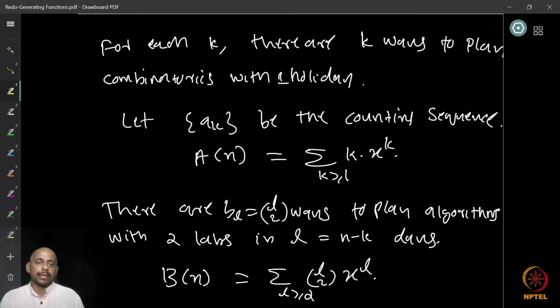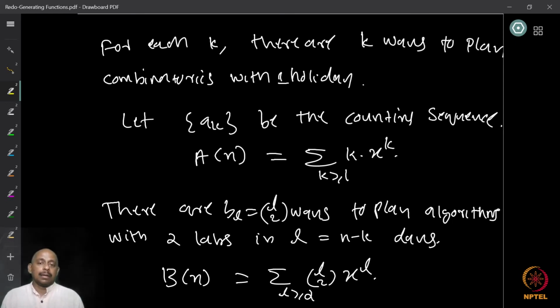combinatoric spots with one holiday, and therefore the generative function we can find separately for this. The counting sequence is summation k greater than or equal to 1, k into x raised to k, which is the generative function. And similarly, the generative function for L choose 2 is to plan 2 labs in L days, where L is equal to n minus k. And that is b of x, which is summation L greater than or equal to 2, L choose 2 into x raised to L, because we need at least 2 days to choose from for the labs.